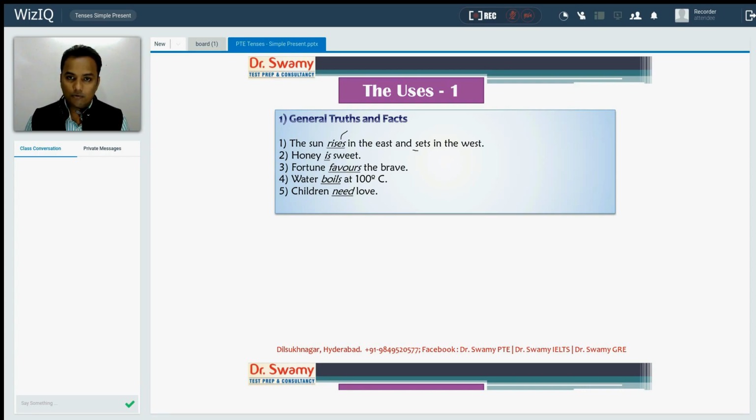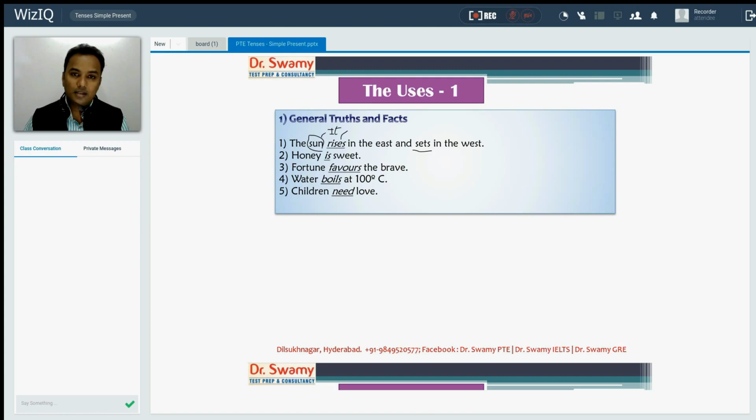Now what is the verb form here? The verb is rise, and what is the subject here? That is the sun. Sun, if you turn it into pronoun, then it becomes it. So because the subject is it, you have to add s to the verb, so it becomes rises. So the sun rises in the east, again the sun sets in the west.